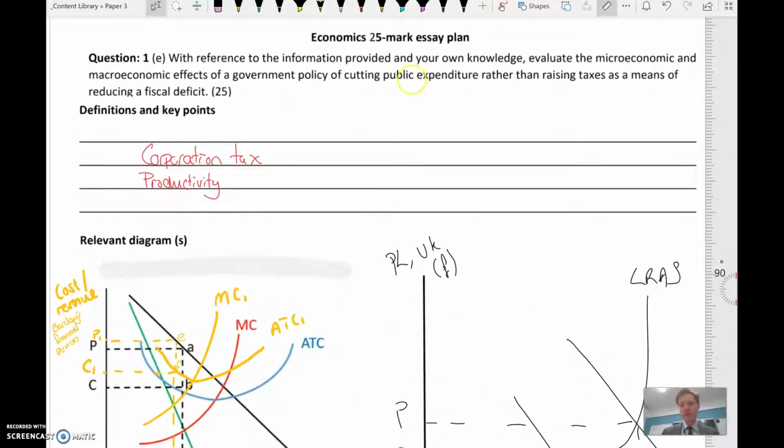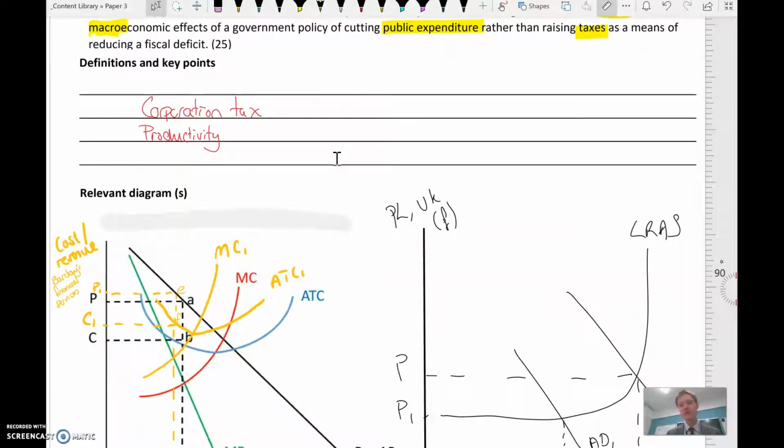Interestingly, the mark scheme for this says that you must include 4 things in this essay. You must include micro, macro, so I'll highlight the things in the question, micro and macro, but also expenditure and taxes. So you're going to have to include an awful lot of things in there to make this essay work. Because there's so many things, you're going to have to make it much more specific.